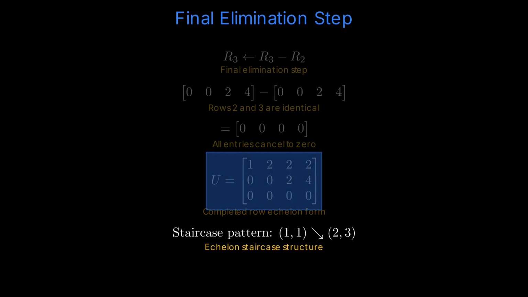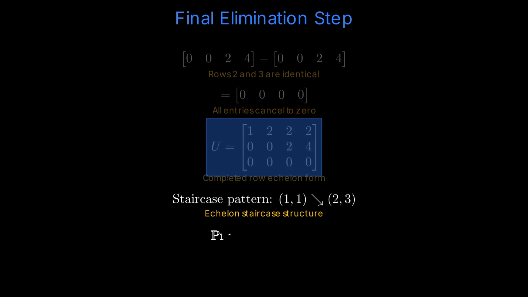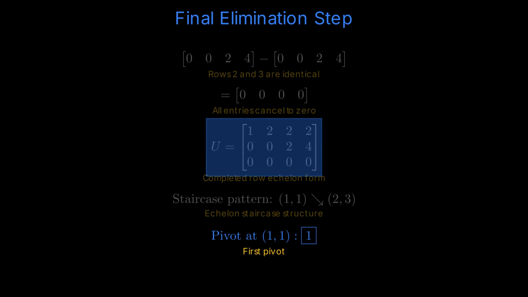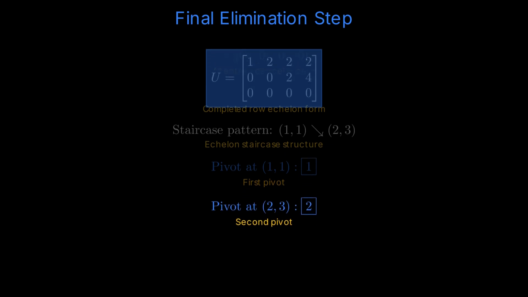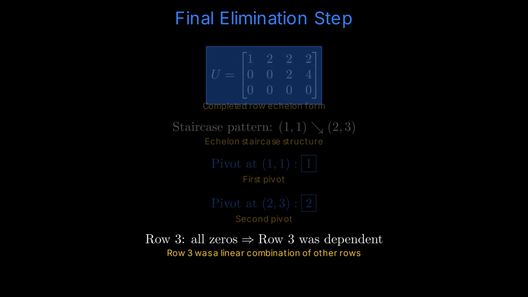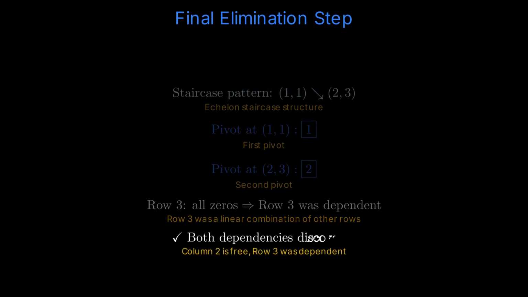Echelon form means we have a staircase pattern of pivots where each pivot sits to the right of the one above it. Our pivots are the 1 in position row 1, column 1, and the 2 in position row 2, column 3. That 0 row in row 3 confirms that row 3 of the original matrix was dependent on the other rows. Elimination discovered both dependencies automatically. Column 2 is a free column, and row 3 was a dependent row.